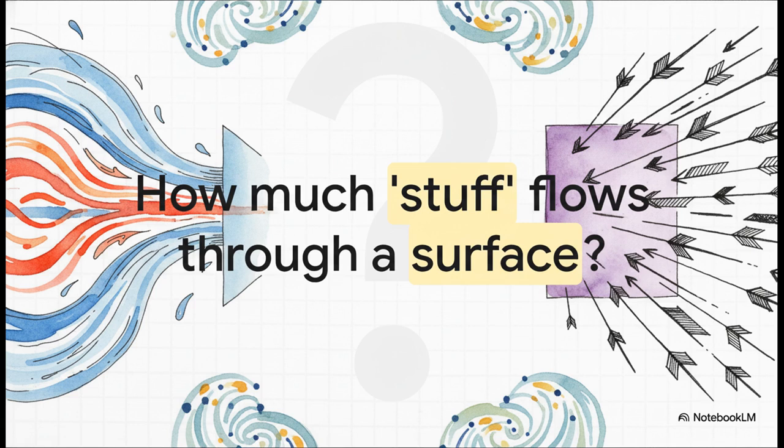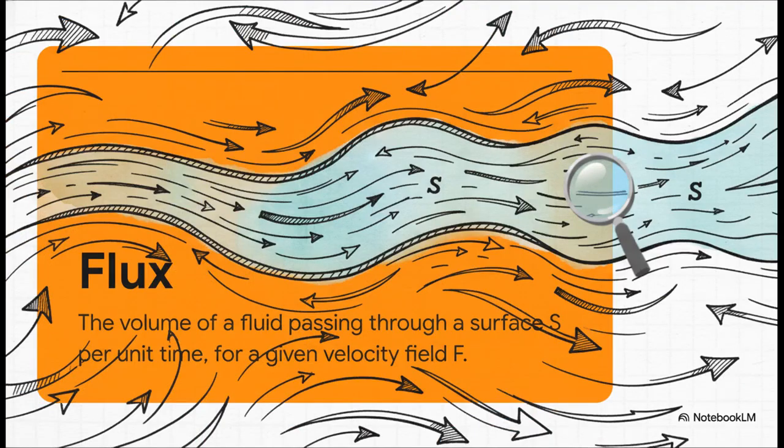We represent all of this stuff with something called a vector field, which is basically just a map that tells us the direction and strength of the flow at every single point in space. Okay, so for the more formal definition, if you've got a velocity vector field, let's call it F, that represents a fluid, then the flux is the volume of that fluid passing through a surface S in a given amount of time. It's really a rate of flow through an area.